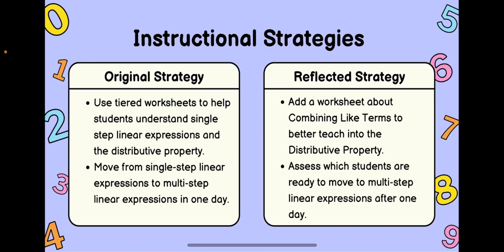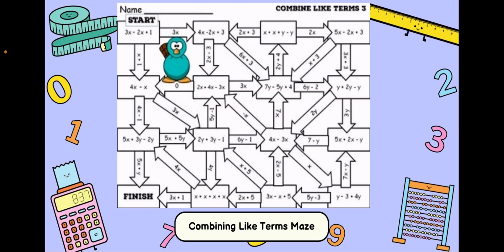In my original strategy, I used tiered worksheets to help students understand single-step linear expressions and the distributive property. Upon reflecting, I would add in a worksheet about combining like terms to better teach into the distributive property. In my original strategy, I moved from single-step linear expressions to multi-step linear expressions in one day. Instead, my reflected strategy would include an assessment to see which students were ready to move to multi-step linear expressions after one day, if there were any, just to better solidify the information taught previously.